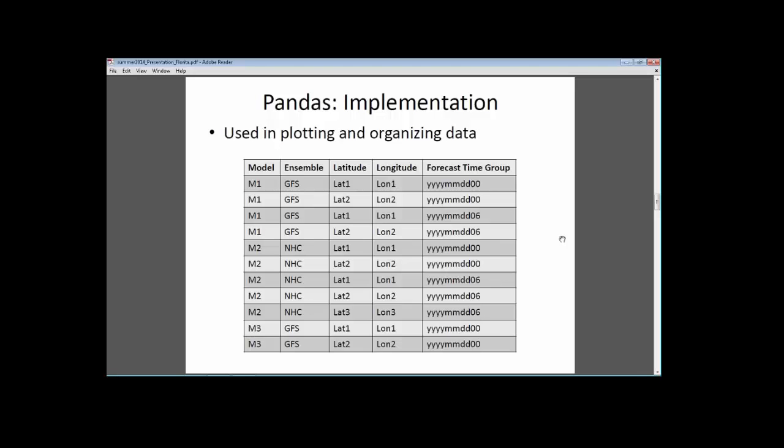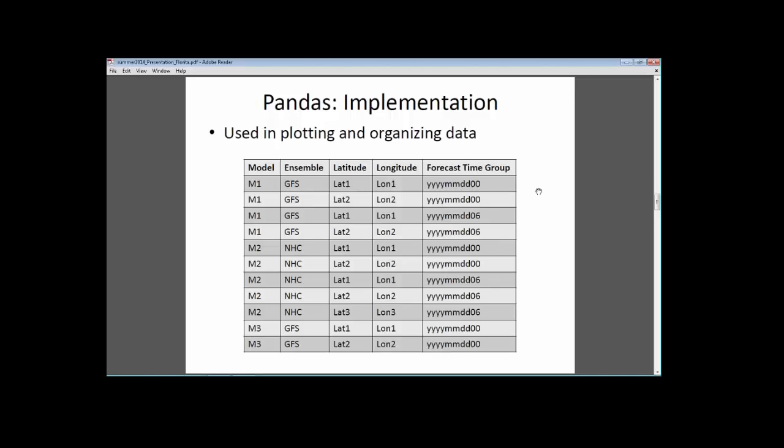So this is a table, an example. Over here on the left, we have models M1, 2 and 3. And I actually created this ensemble column from the model information. So essentially, I don't know if you remember, but one is the first GFS ensemble member, AP01. So if this was AP01, then I would say, put it in GFS. And then each model had latitude, longitude, and then this forecast time group, which is like, this is forecast for 0 hours, 6 hours out, etc. So you see how it's split up.